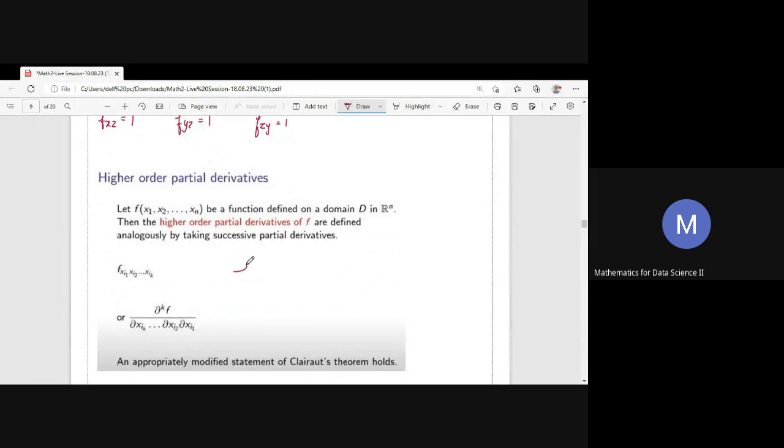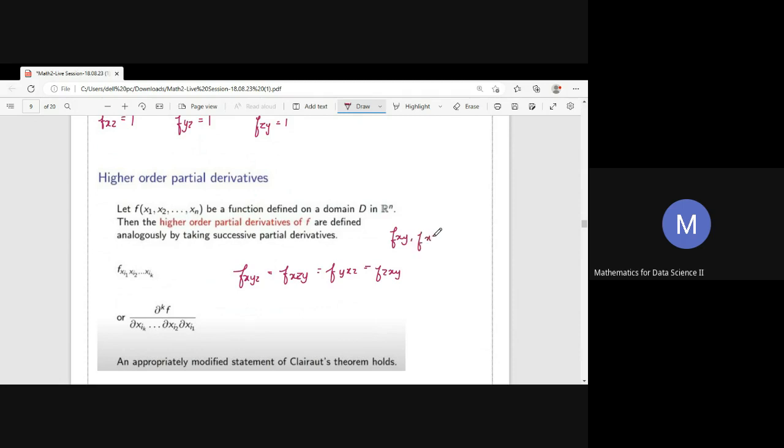Okay. And here also Clairaut's theorem will apply accordingly. For example, if you have f x y z, it is going to be same as f x z y, and it is going to be same as f y x z. Any other possible combinations? Maybe f z x y. All these are going to be same, provided your fxy, fxz, fyx, all these are continuous.